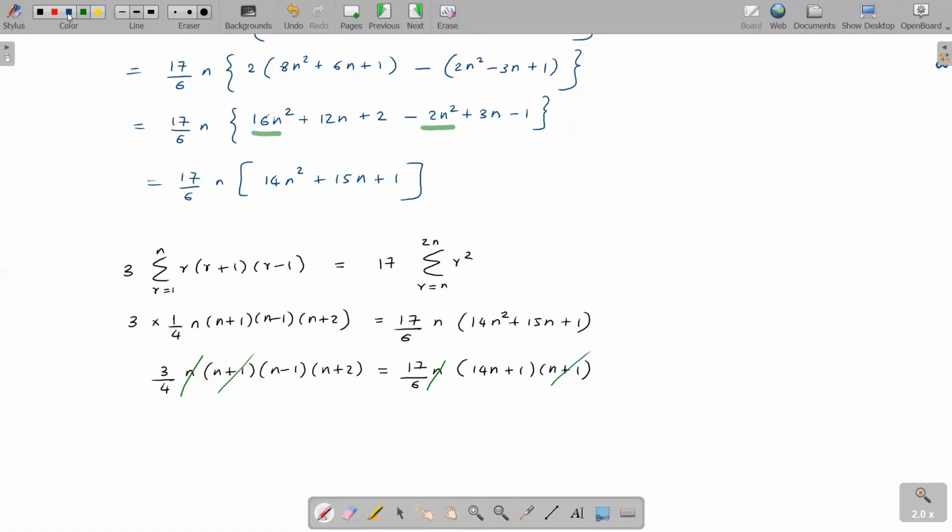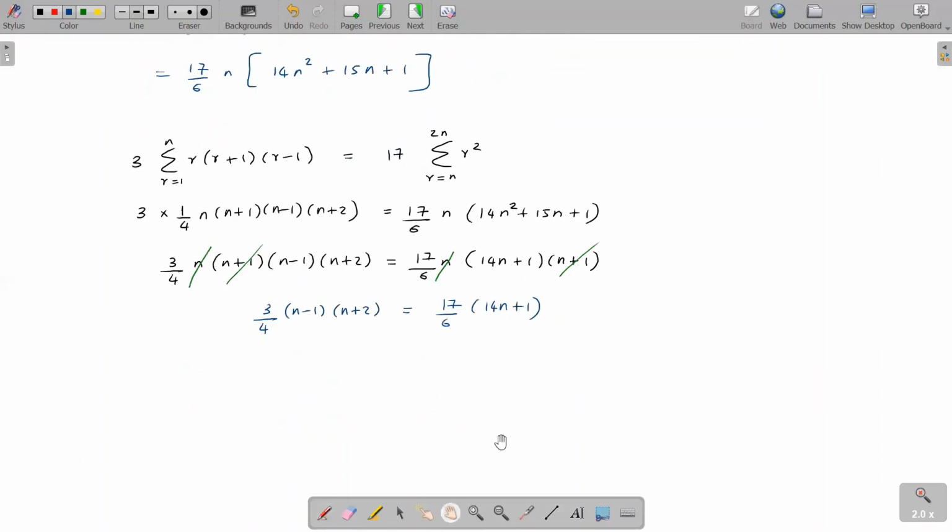I can remove that. So I get here 3 over 4 into n minus 1 times n plus 2 equals 17 over 6 times 14n plus 1. Okay, so I remove the common terms in here. Once again, why I remove the n and n plus 1, because n equals 0 and n equal minus 1 is not a solution. Okay, so these are not, because n has to be a positive integer. Okay, let's simplify. So I get here 3 over 4 into 6. I got the 6 here because I want to simplify the 6. Okay, so you can simplify this in any way you see fit. This is 17 times 14n plus 1.